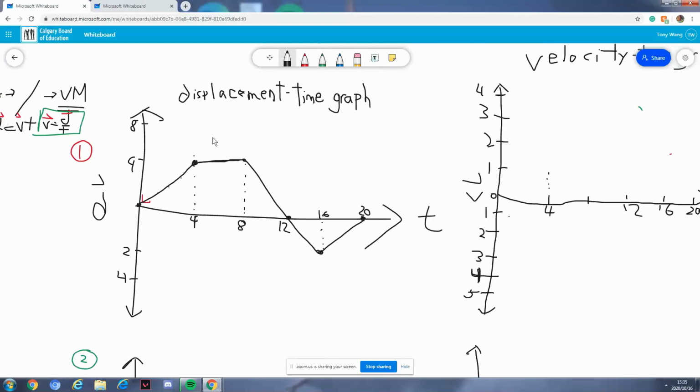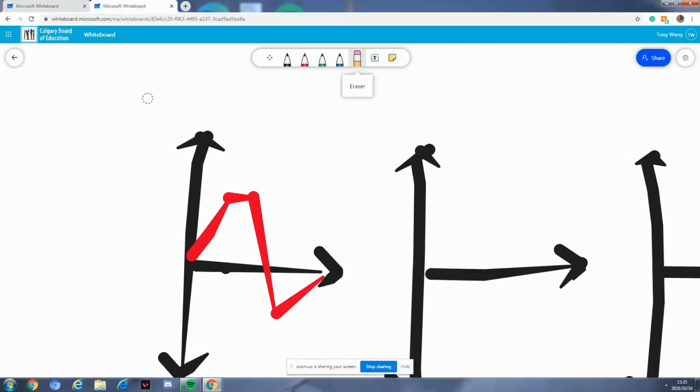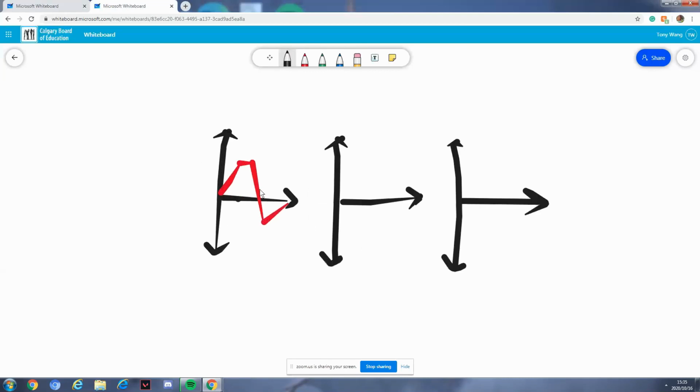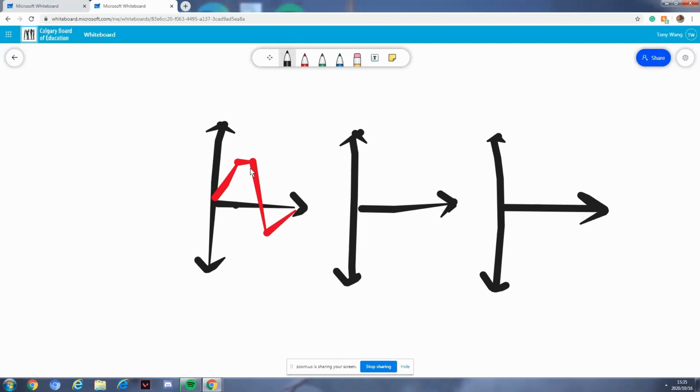But if we had something like a curve, this is so difficult to write. If we had a curve like this, the slope at each point is different. Like here, we can tell it's flat, but here it's steeper. That means that the speed would be changing. So that's why we have straight lines here, and that's why we can tell that it's in uniform motion.